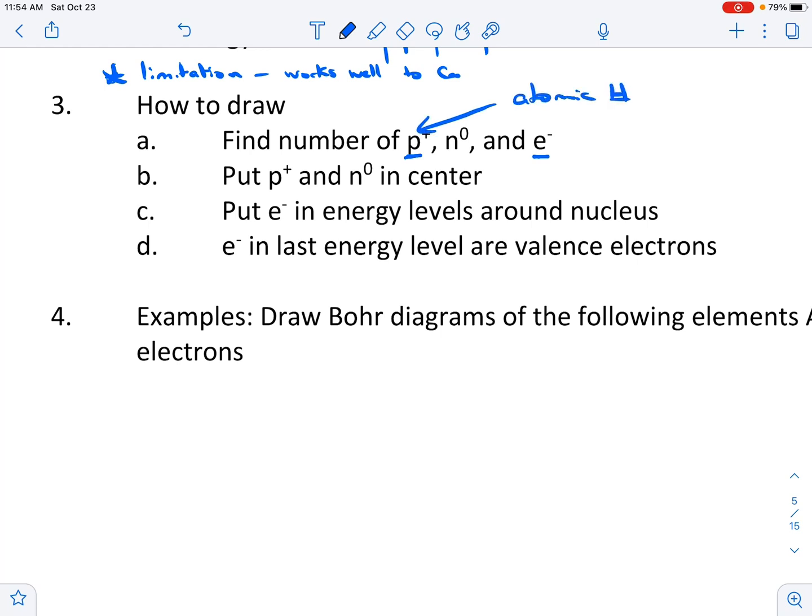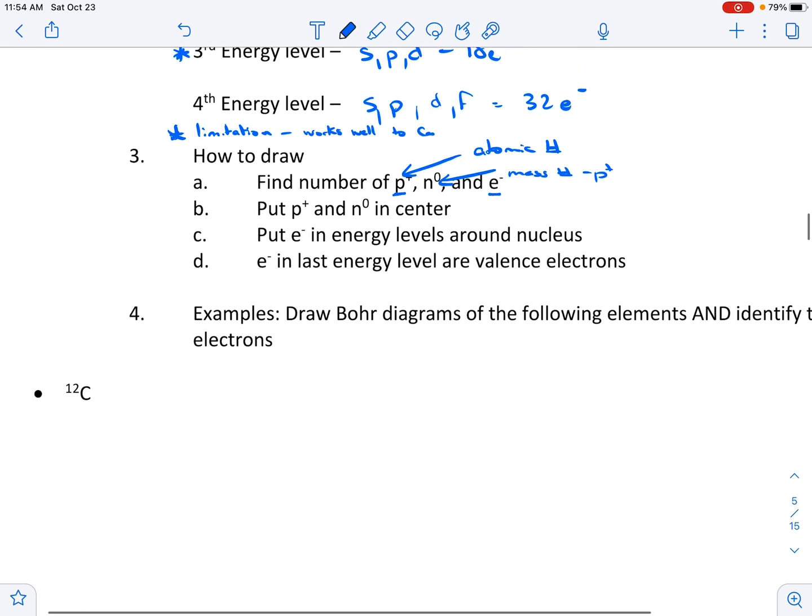All right, and then remember to find neutrons, we take mass number minus protons, okay? Then we put our protons and neutrons in the center. Then we put an E, the electrons, in the energy levels around the nucleus, and those specific ones that we have. And then the last energy level, the outer energy level, whichever one it is for each element, is all we've got. So let's see if we can't do a couple of examples.